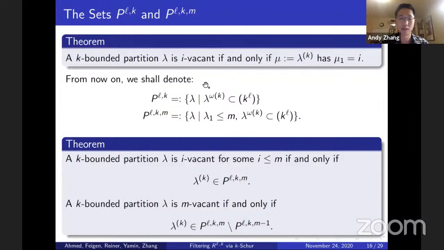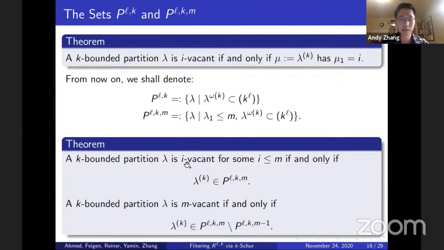So from now on, we shall denote the set of partitions whose k-conjugate fits inside the k by l rectangle to be the set P_{l,k}. And we can further refine it by taking the subset of it that has the first part at most m. And we shall denote that by P_{l,k,m}. So this is a subset of P_{l,k}. In particular, if we take m to be the minimum of k and l, this just reduces to P_{l,k}.